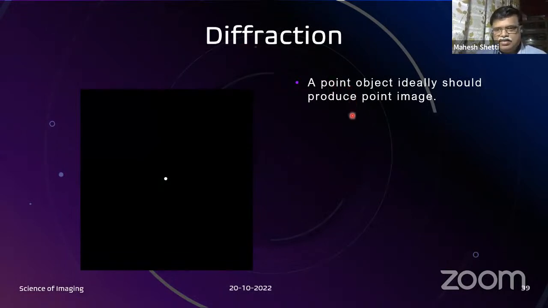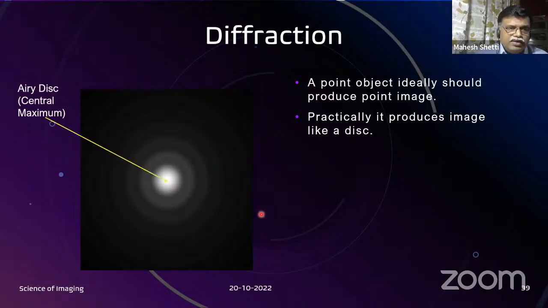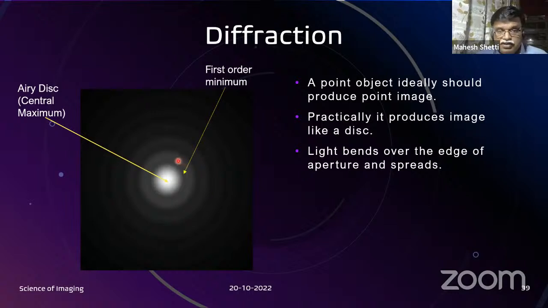Now let us see what this is. A point object ideally should produce a point image. So this is the point image. In reality, it doesn't produce a point image. Practically, it produces an image like a disk. It's called the Airy disk, and there are diffraction patterns. The central disk is the Airy disk, and there are the first order minimum, second order minimum. So this size is going to be the size of the Airy disk.